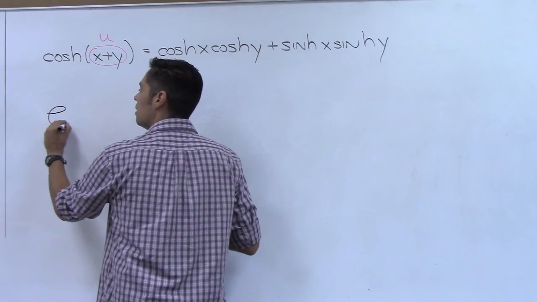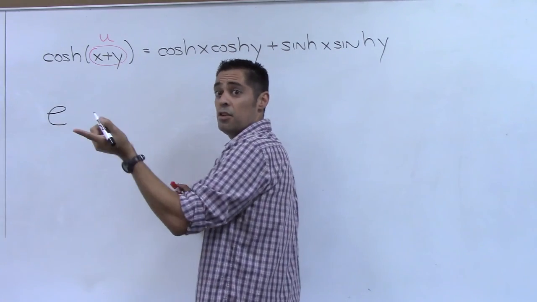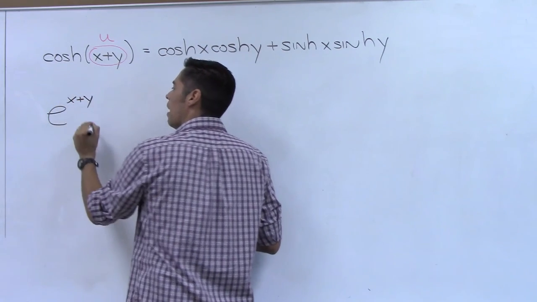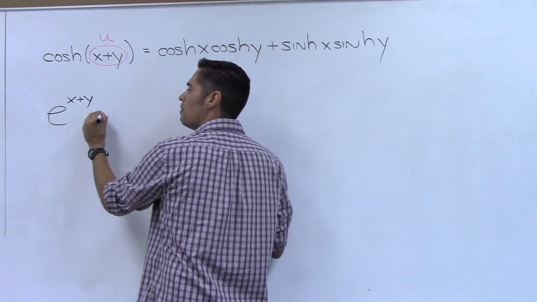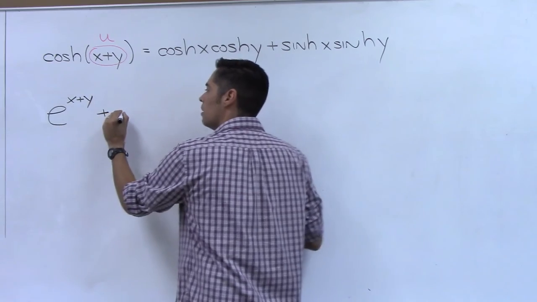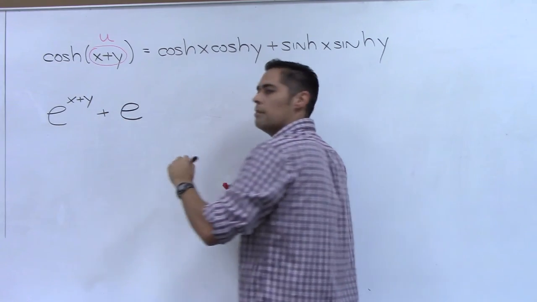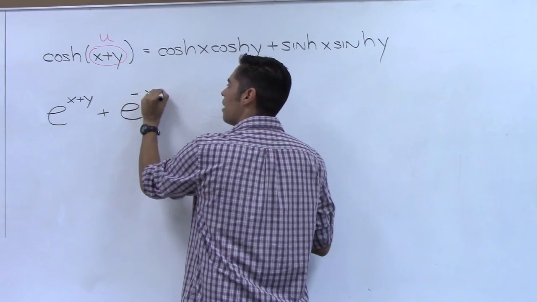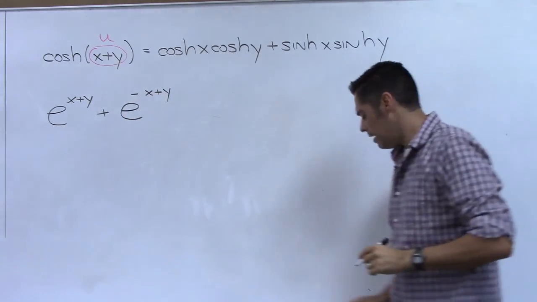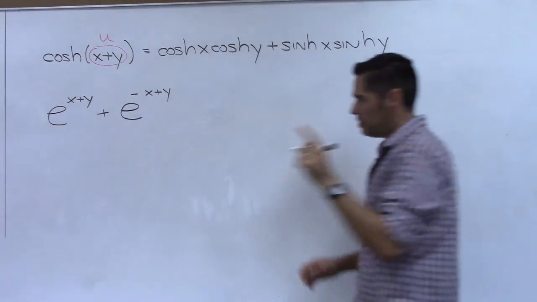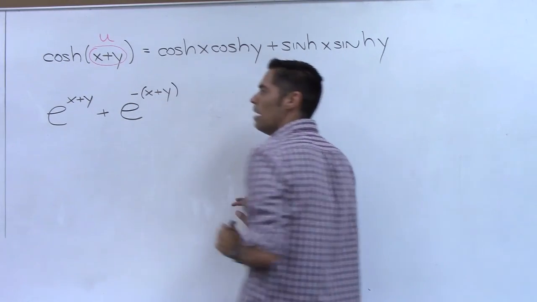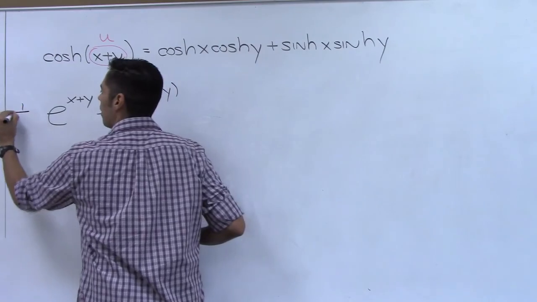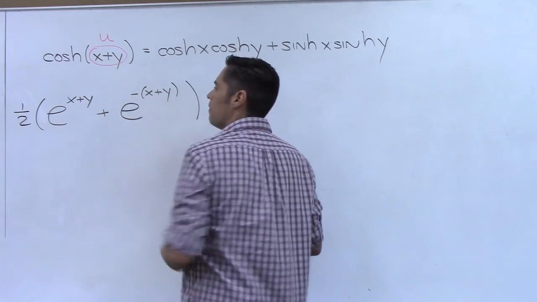E to the u. So for us, u is what? And then, was it plus or minus? Plus. Yes, it would be e to the negative x plus y. How should I write that? Is that okay to write it like that? Parentheses around the x plus y. See? And then divide by 2. I'm going to put the 1/2 in front. I want you to see that.